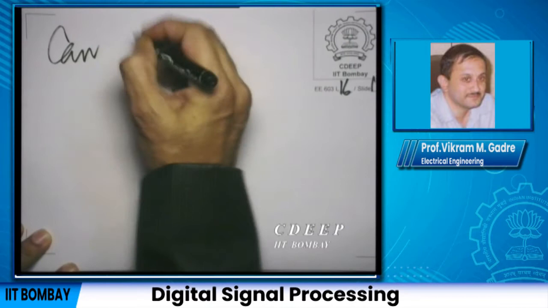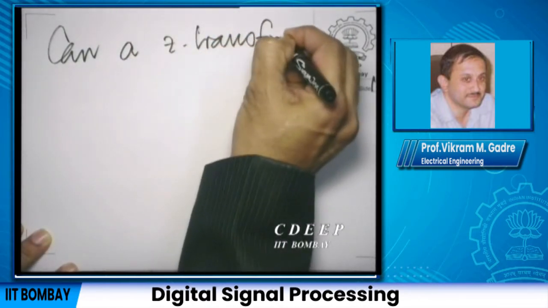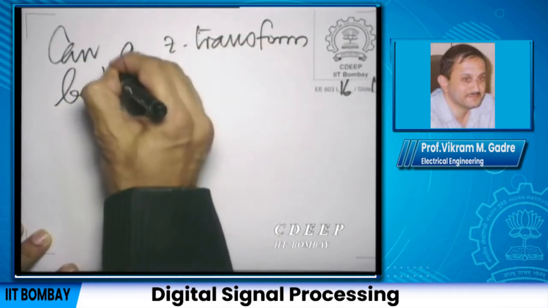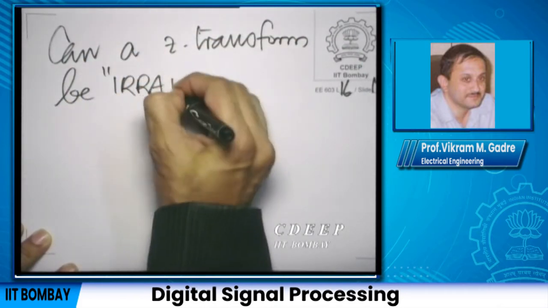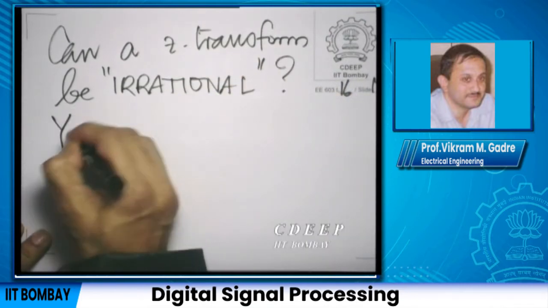Now, to contrast, let us take an example of an irrational. You see, all this while we have been saying rational. So, the natural question that comes to mind is, can you have an irrational system function? So, can a system function or can a Z transform be irrational? And the answer, of course, has to be yes, of course.